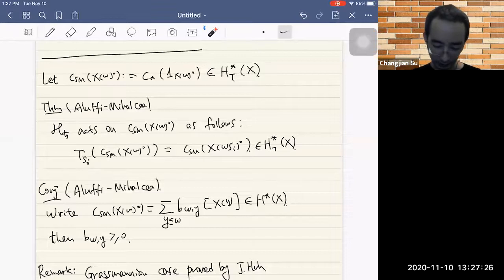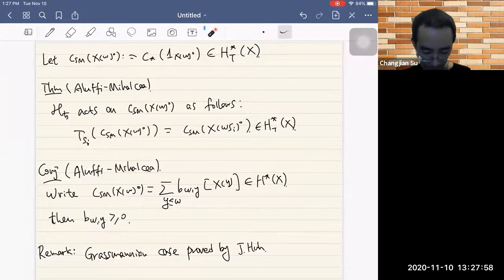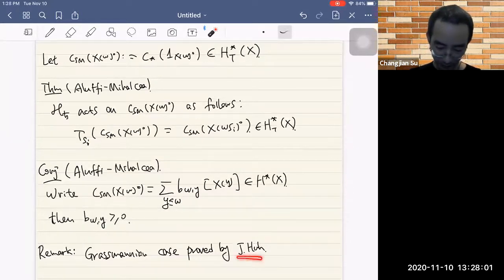Anyway, you can just regard this as a definition of the Schubert classes, and they conjectured that these coefficients have to be non-negative. They also made this conjecture in the equivariant cohomology case, where this will be some polynomial, and they conjecture it to be a positive linear combination of products of these positive roots. The Grassmannian case is proved by Jun He, and his proof also works in the equivariant cohomology case.